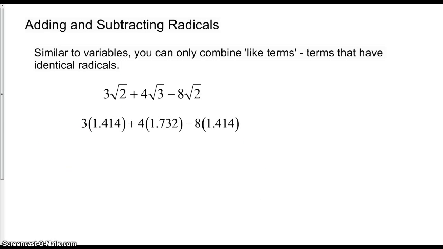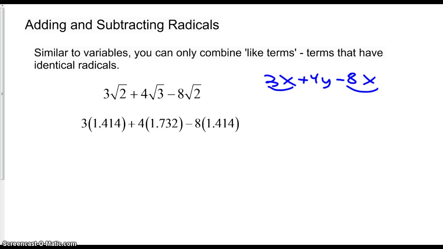Adding and subtracting, a little bit more problematic. Similar to variables, you can really only add and subtract terms if they are like terms. Same as with variables, right? If you had something like 3x plus 4y minus 8x, you would combine the x terms and you would get negative 5x, right? Same thing here.